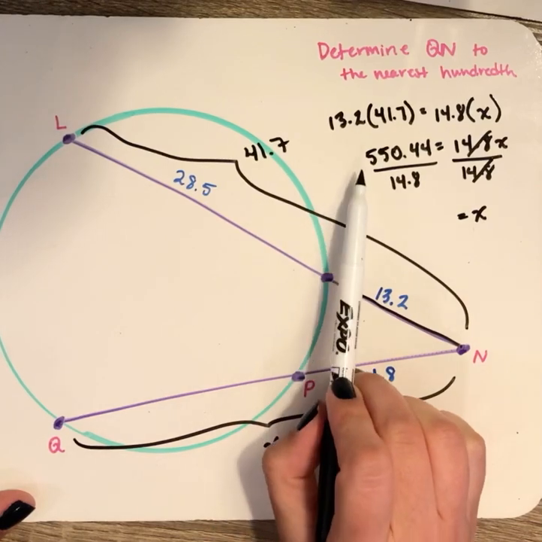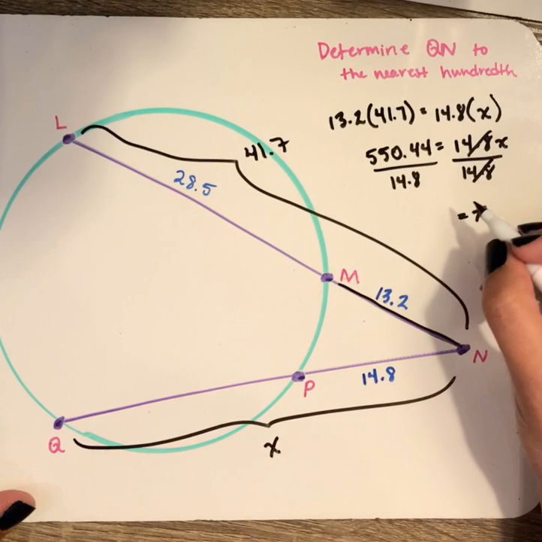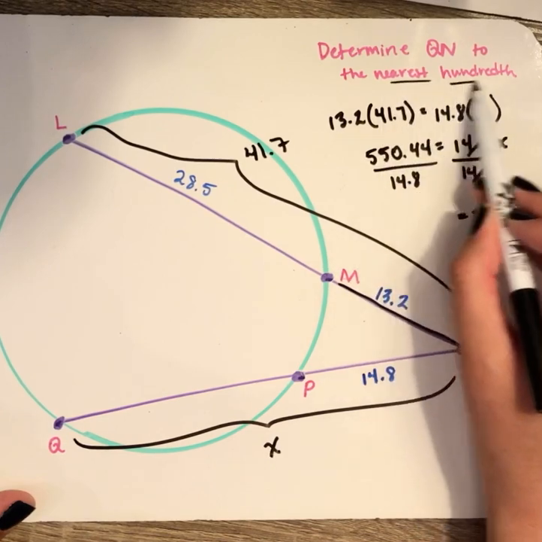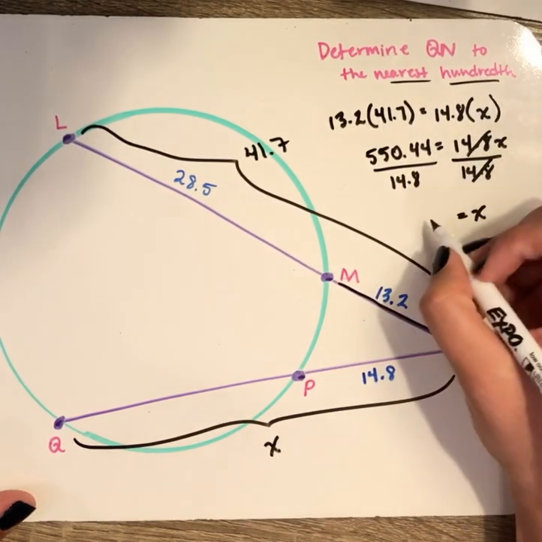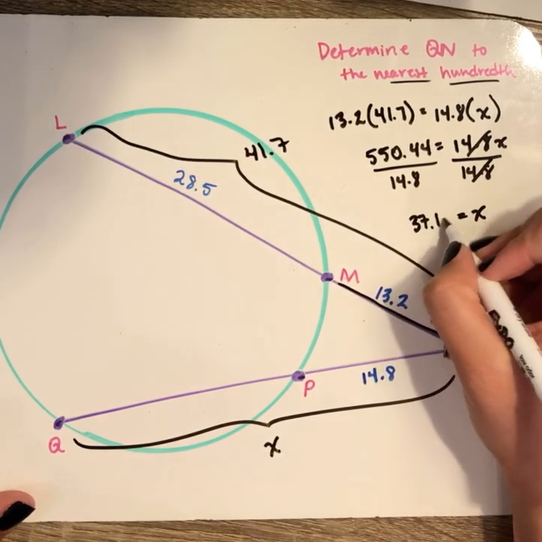When I do 550.44 divided by 14.8, I get 37.19189, but rounding that to the nearest hundredth means 2 decimal places. So that becomes 37.19.